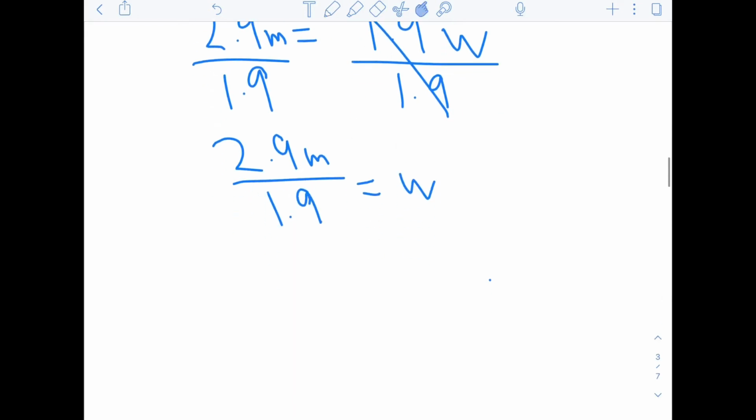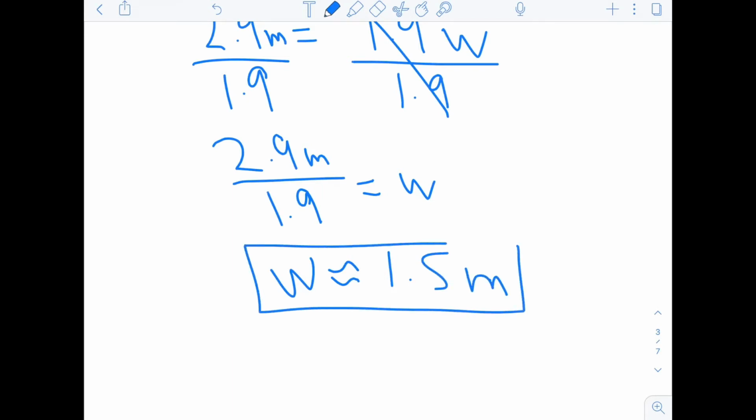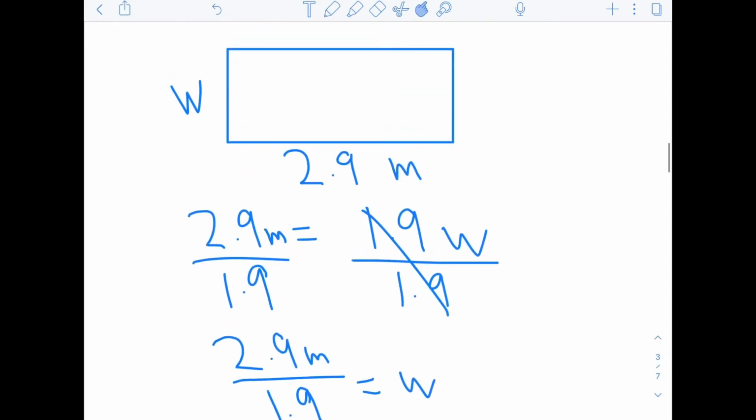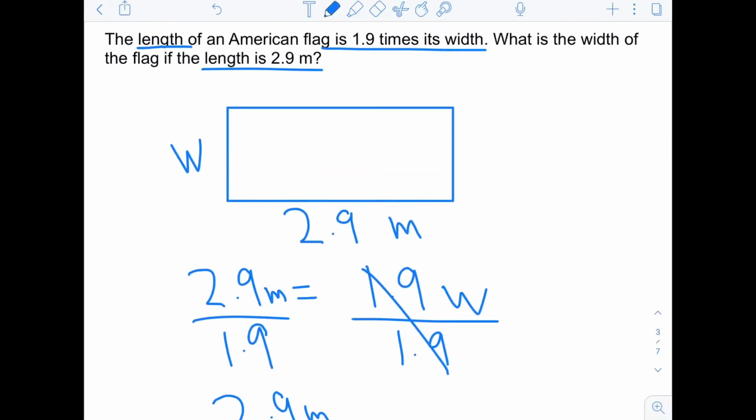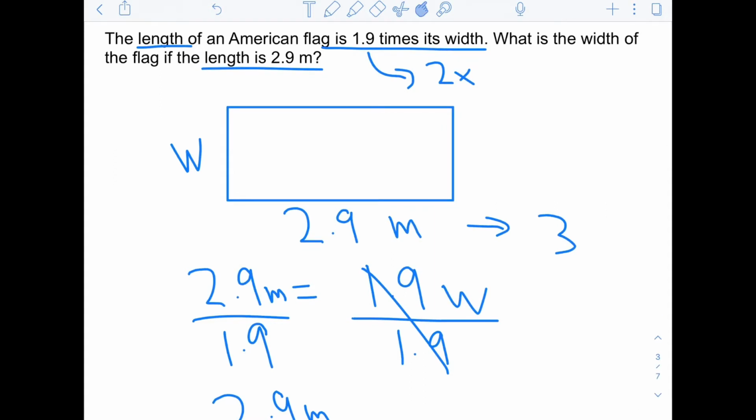So when you divide that out, you'll get that W approximately equals 1.5 meters. And the squiggly equal sign means approximately equal to. So let's round this and see if our answer is reasonable. Let's round the 2.9 to 3, and let's say that the width is twice as small, so 2 times instead of 1.9 times. So if the length is twice the width, then we have L is 2W.